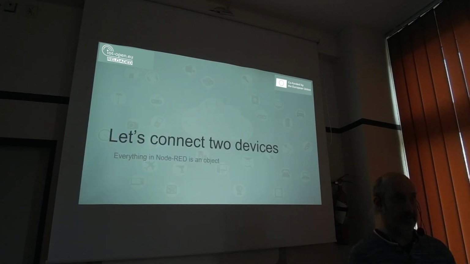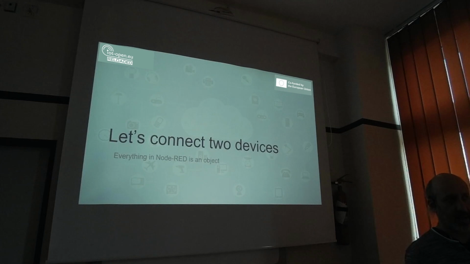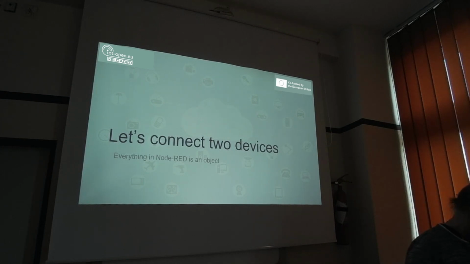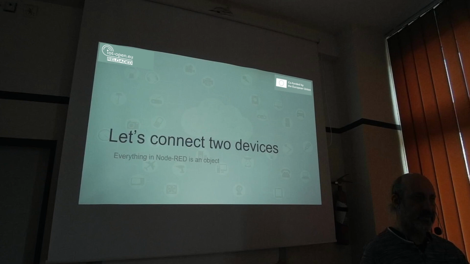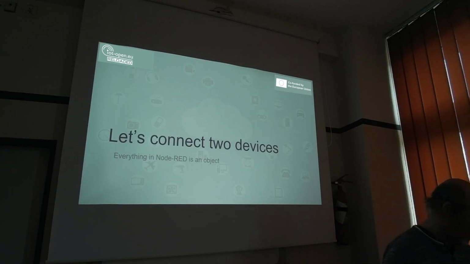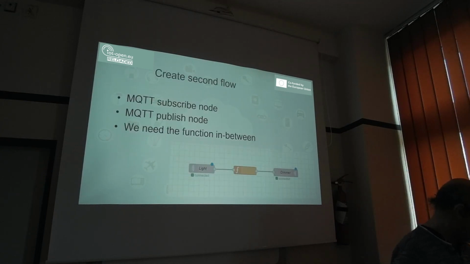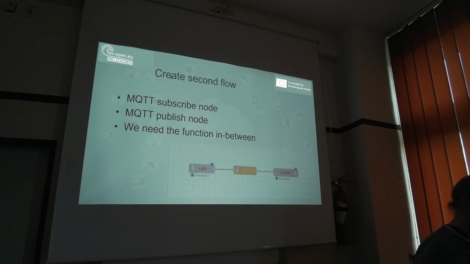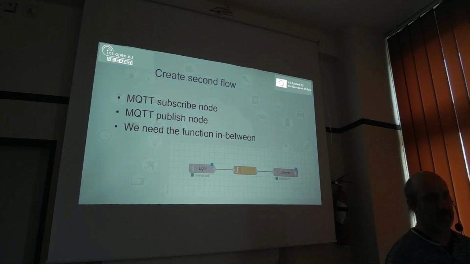So let us connect two devices. As we said, we have the LDR, and we have also this lamp with these three LEDs. And what we need to remember here is that everything in Node-RED is an object. This is object programming. So how to do it? We subscribe to an MQTT topic. We make some data processing here, and we publish another MQTT topic with some information that is the result of our data processing.